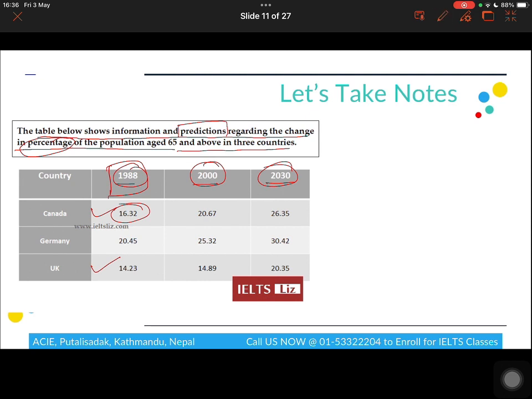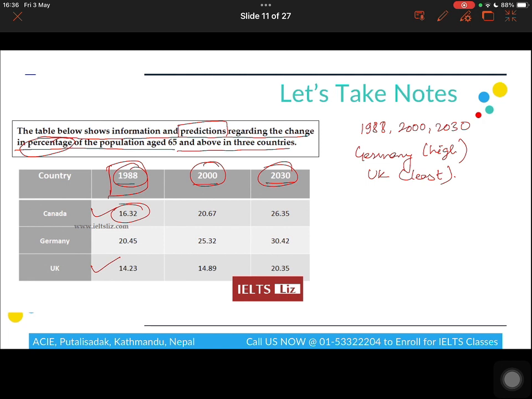All right. Now, in this case, in the year 1988, in fact, in all the 3 years, Germany has the highest population and UK has the least, right?